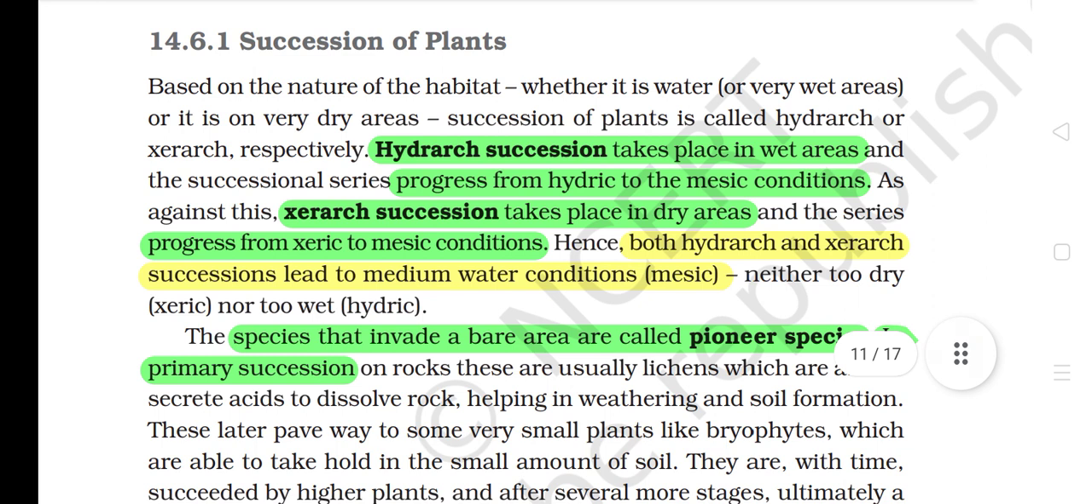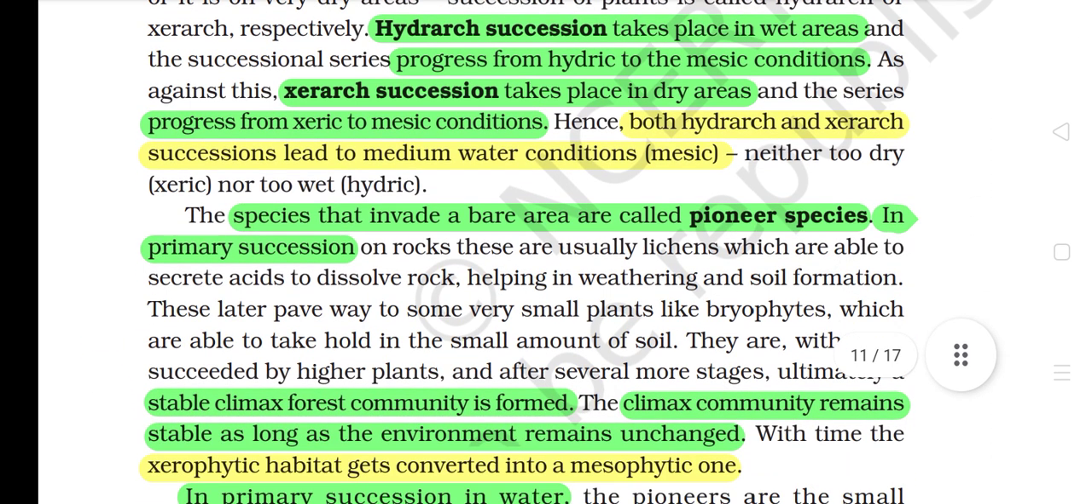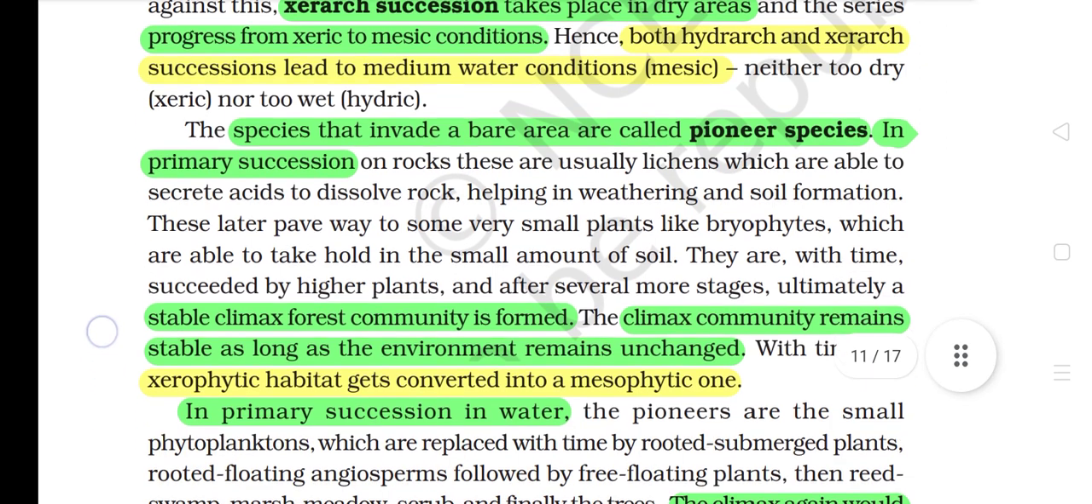Based on the nature of habitat, whether it is water or wet or very wet areas, or it is on very dry areas, succession of plants is called hydrarch or xerarch respectively. Hydrarch succession takes place in wet areas and the successional series progresses from hydric to the mesic conditions. As against this, xerarch succession takes place in dry areas and the series progresses from xeric to mesic conditions. Hence, both hydrarch and xerarch successions lead to medium water conditions, mesic, neither too dry (xeric) nor too wet (hydric).